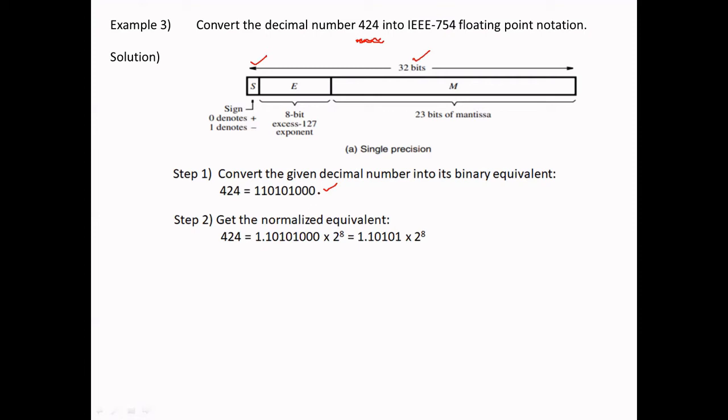So you assume there is a binary point here. How many digits do we need to move left? 1, 2, 3, 4, 5, 6, 7, 8. So we put 2 power 8 here, since we shifted left 8 times. So this is the normalized equivalent. These zeros have no value, so up to here we need to consider, into 2 power 8. So this is the normalized equivalent.